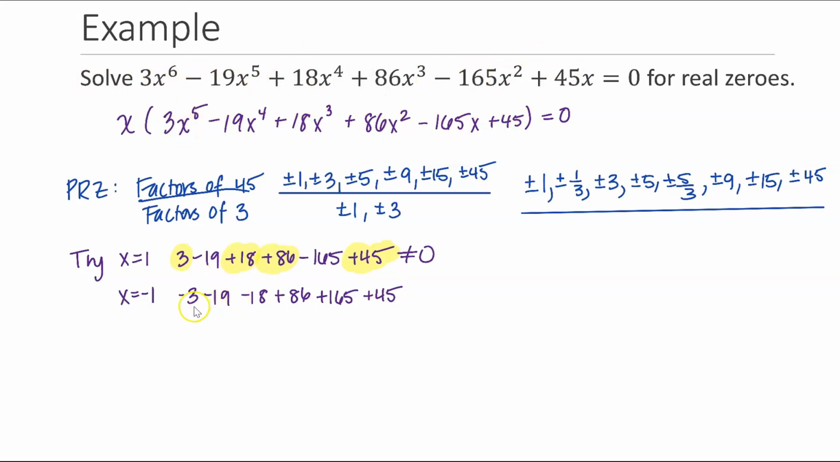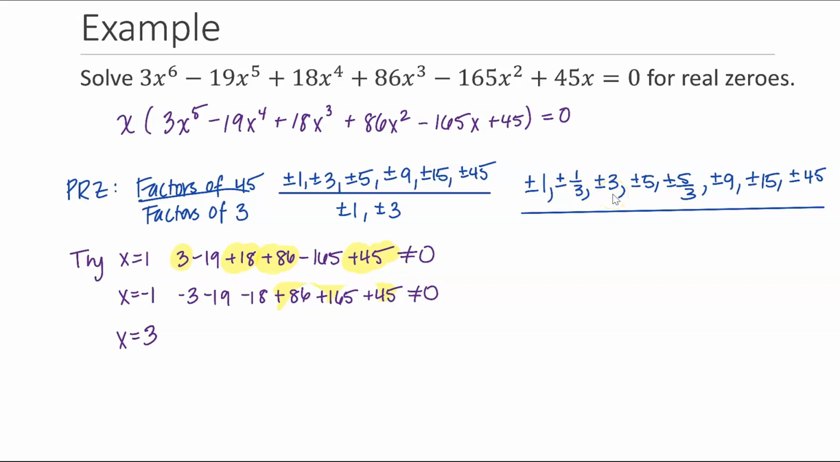And so let's see, there's a whole lot of positives that's not even going to come close to canceling out the negatives. So we can see 86, 165, 45 are all positives, and they're not going to cancel out these small negative numbers. So this is also not 0. So then we're going to go ahead and try, not x equals 2, x equals 3, because I don't personally want to test out 1/3. You can, but I just choose to move to the next integer value.